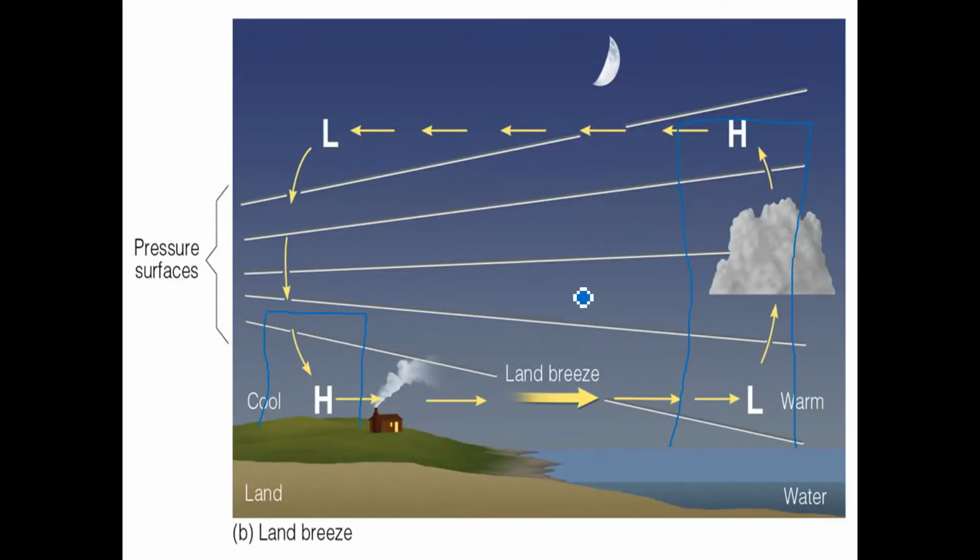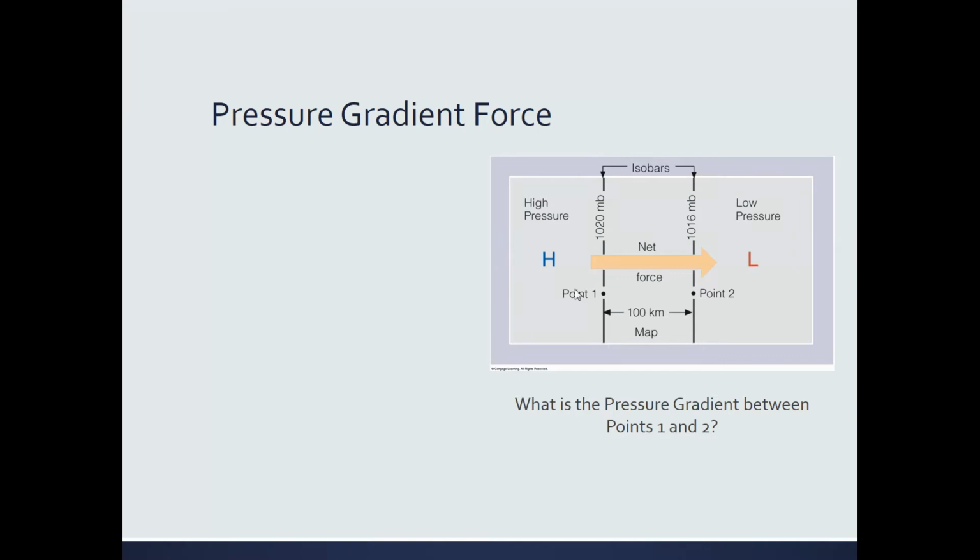So a relatively tall column over the ocean, relatively short column over land. Now with all of that said, let's talk for a few minutes about the pressure gradient force. The pressure gradient force is the force that moves wind from high pressure to low pressure. Make sure you remember that. Winds blow from high to low.